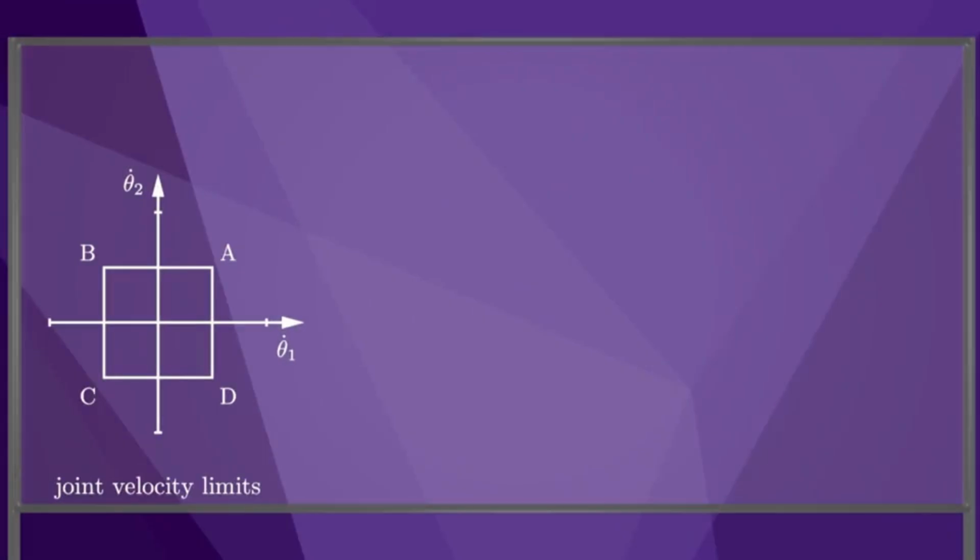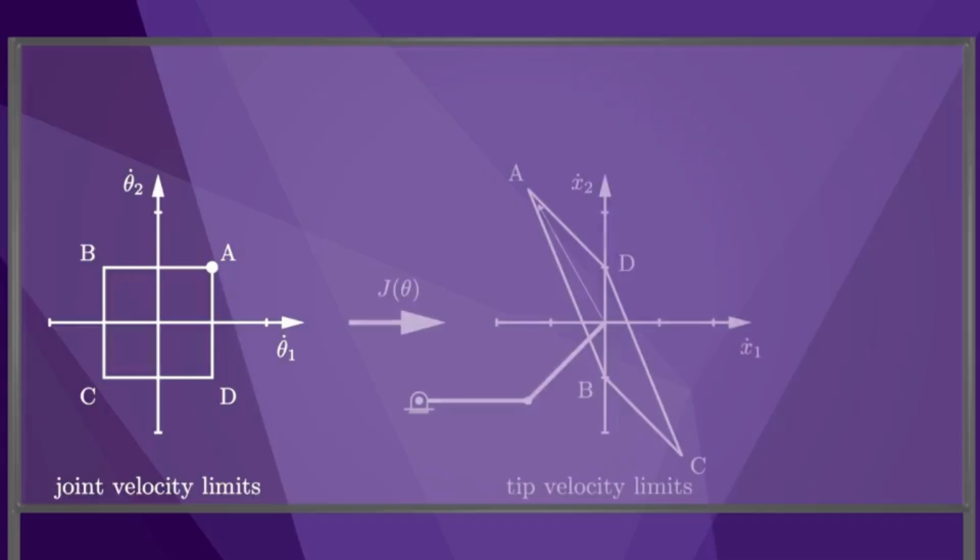We can use the Jacobian to find limits on the end effector velocity due to limits on the joint velocity. In this figure, the set of allowable joint velocities is depicted as a square in the joint velocity space with the corners A, B, C, and D. The point A, for example, corresponds to simultaneous maximum positive velocity at both joints 1 and 2. We can map this square set of joint velocities through the Jacobian to get a parallelogram of possible velocities at the tip, including the tip velocity A corresponding to the joint velocity A. The Jacobian, and therefore this parallelogram, depends on the joint angles theta.